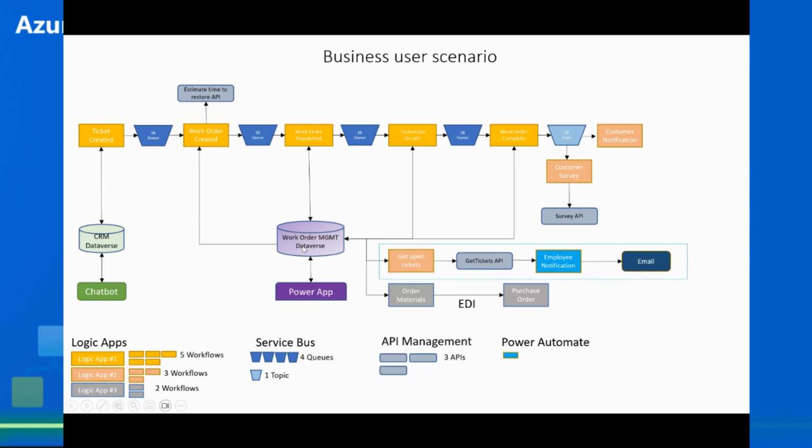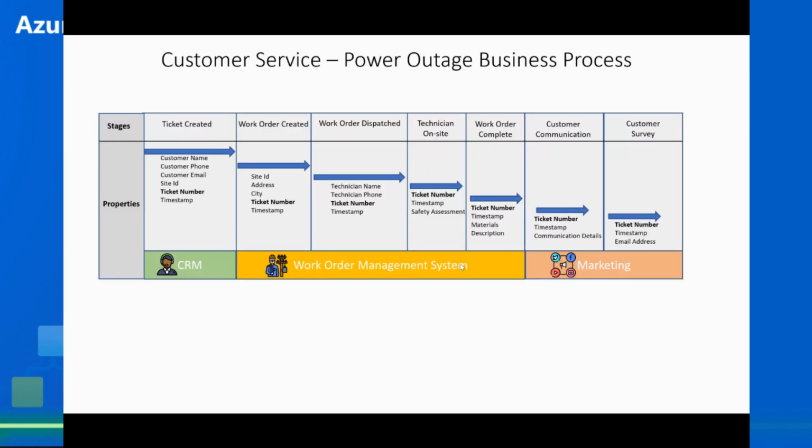We have a work order management system that is being used to dispatch orders and collect updates on those orders. We also have processes to deal with communicating back with customers. And it is a very distributed application made up of multiple logic apps, service bus entities, and APIs as well. And so that's where we can go ahead and define a conceptual business process that looks kind of like this.